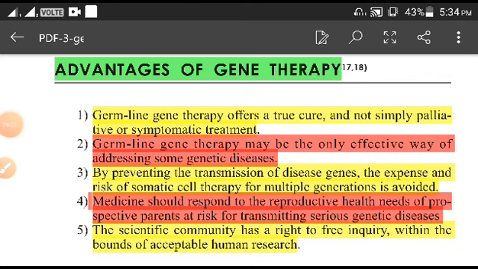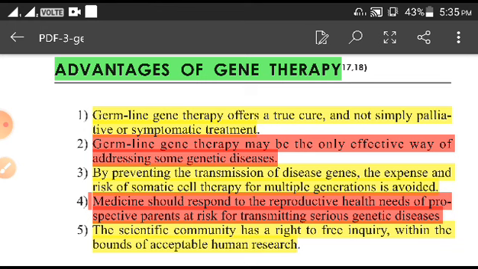Now I'll talk about the advantages and disadvantages of gene therapy. So here are some advantages. Germline gene therapy offers a true cure, and not simply palliative or symptomatic treatment. So here it's not a symptomatic treatment, it is not just a palliative treatment, but it's a cure. Germline gene therapy may be the only effective way of addressing some genetic diseases.